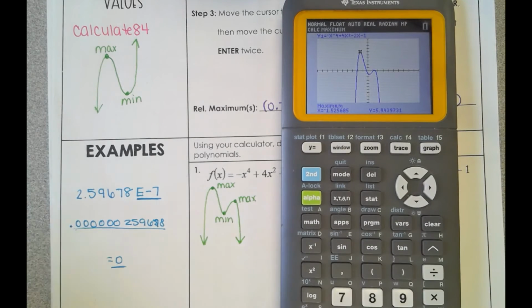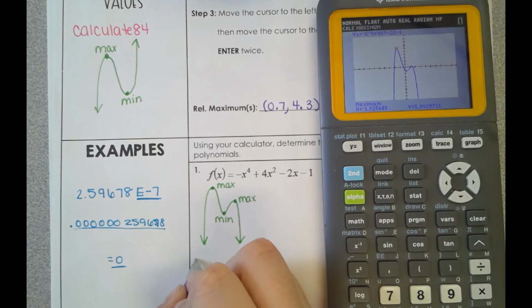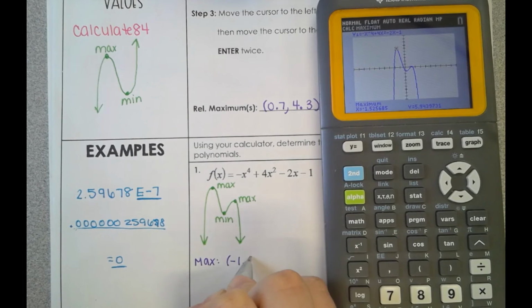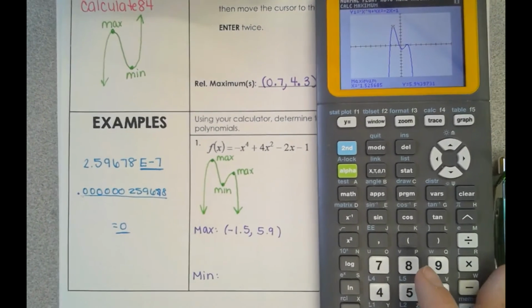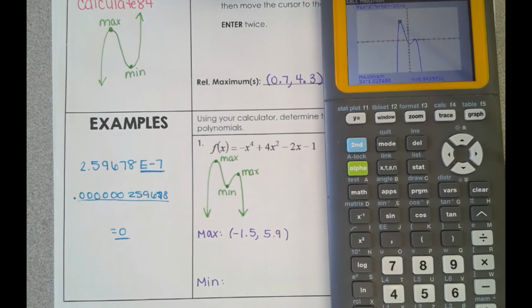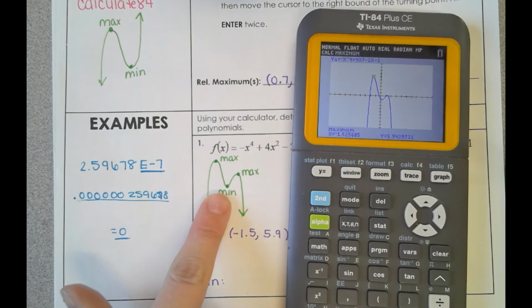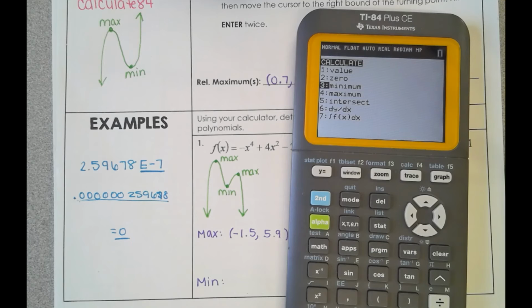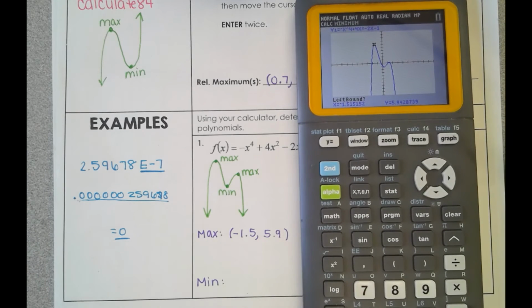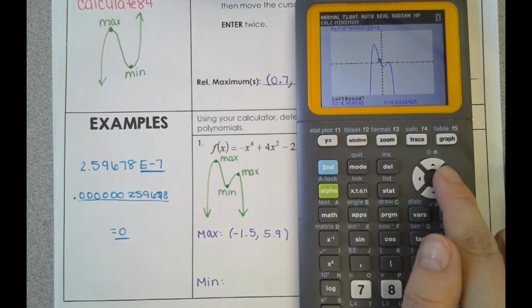And it tells me that the maximum is negative 1.5, 5.9. And I'm going to leave room to write the other max, my minimum down there. You can't even see that, can you? All right, so let's go get the minimum. Second trace. Go down to minimum. All right. So there's my minimum.